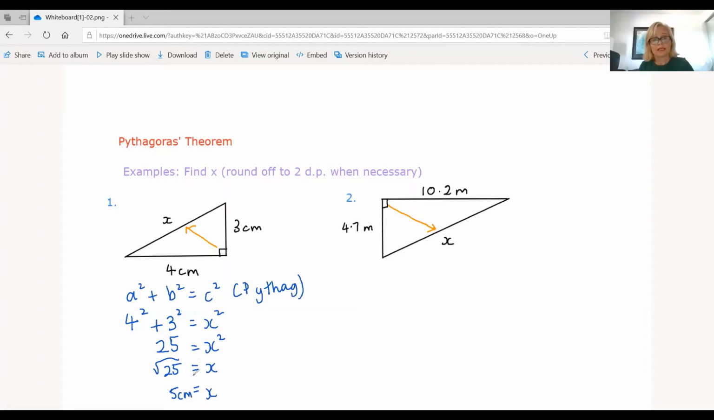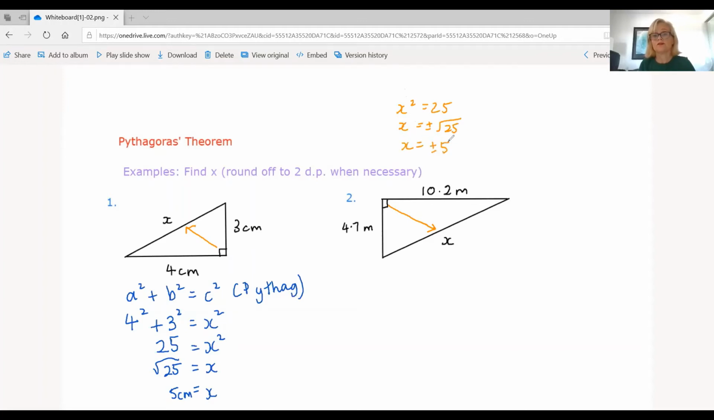Now, technically speaking, if you are ever presented with a situation where you get x squared as 25, what is x? Technically, there are actually two answers to that. Positive or negative square root of 25.